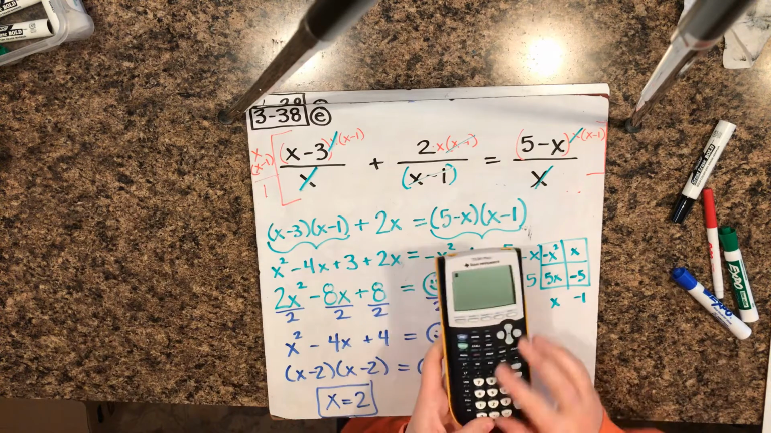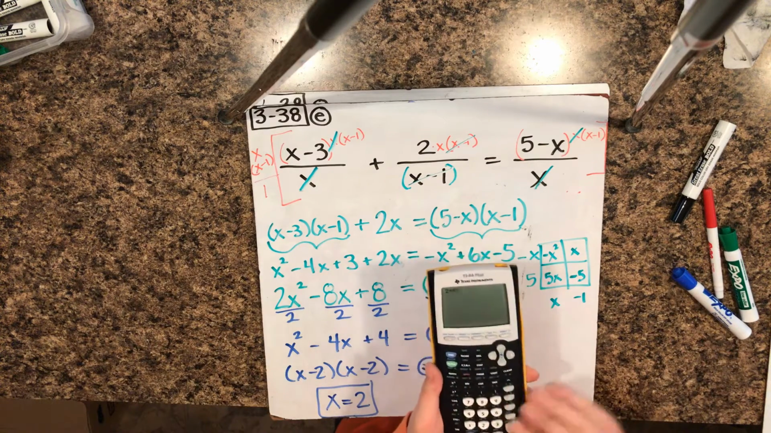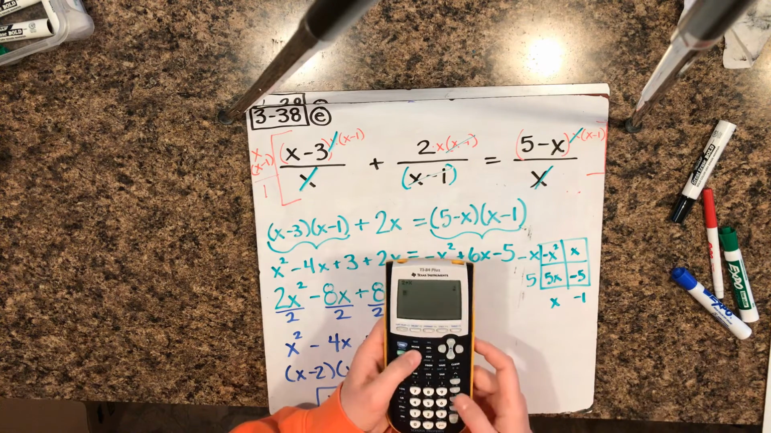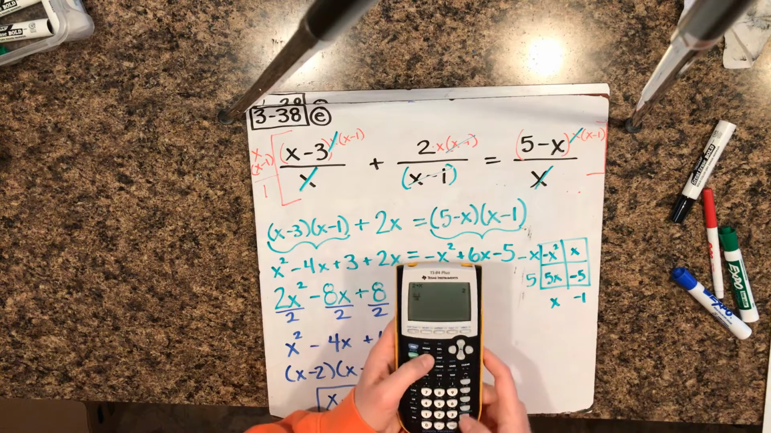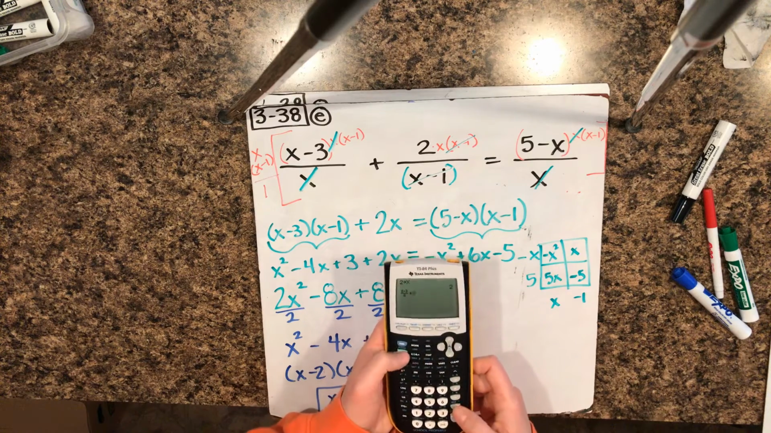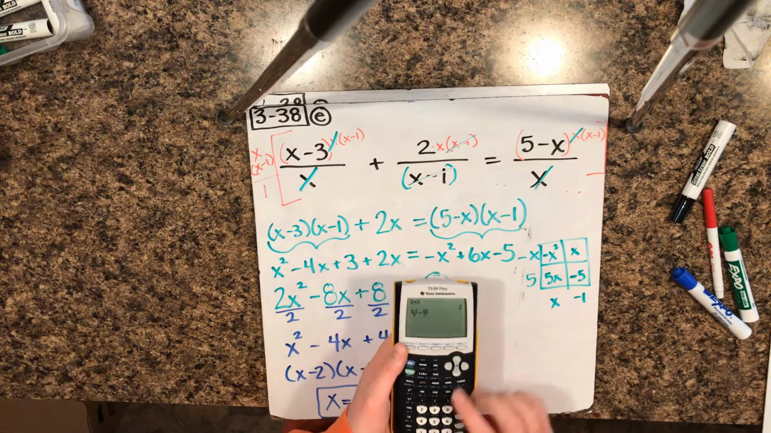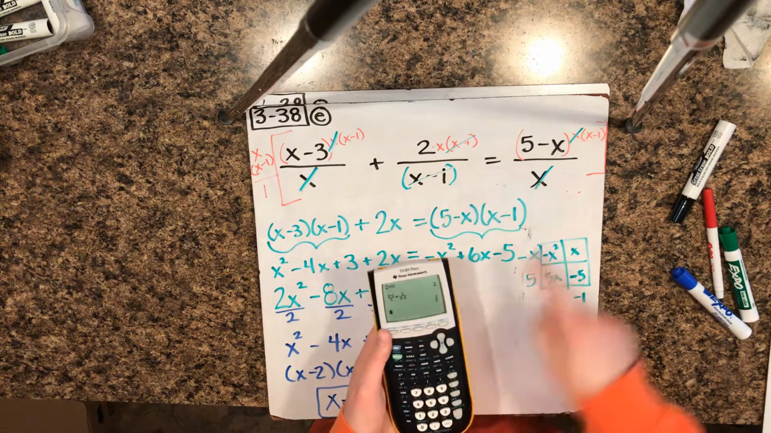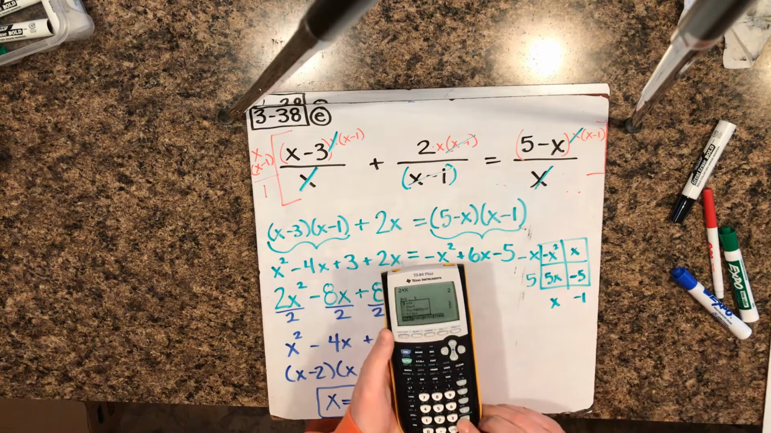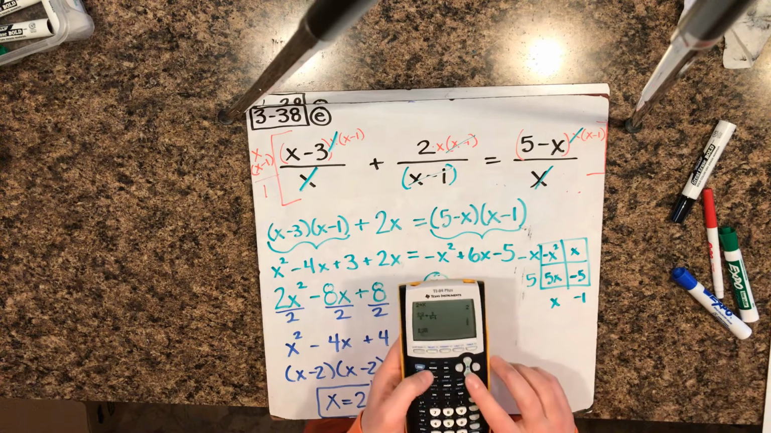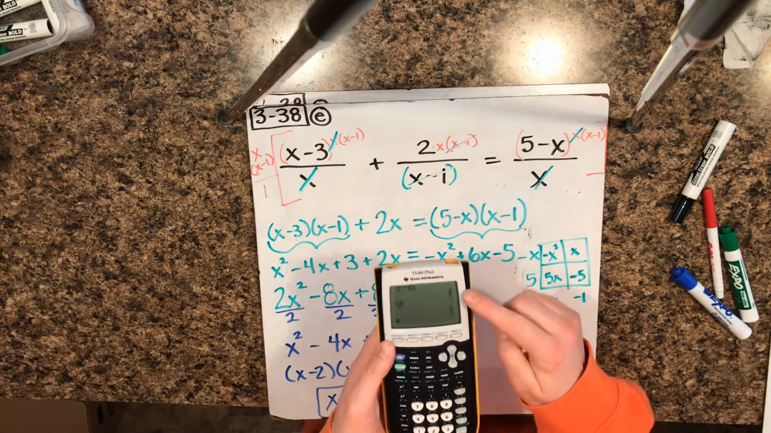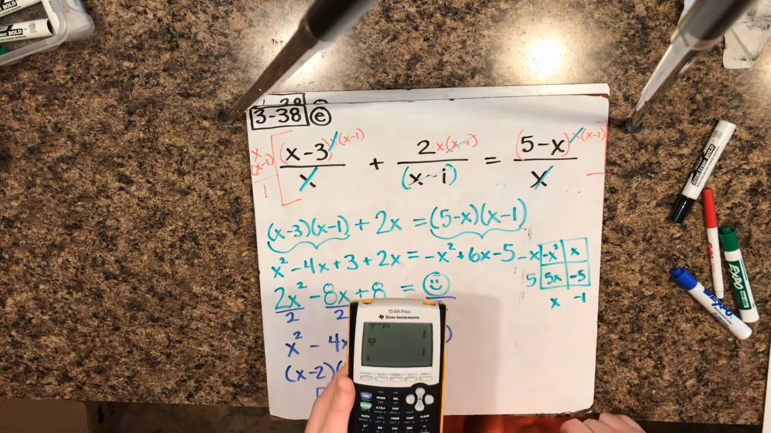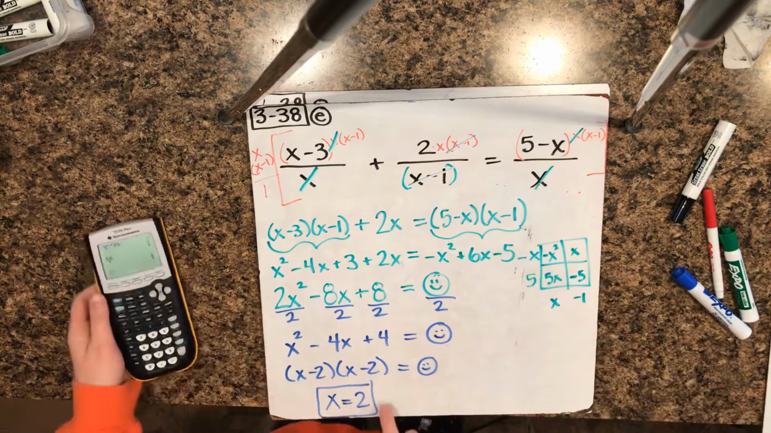Okay, so again, I'm going to use my calculator trick. 2 store is x. Okay, then I'm going to do alpha, y equals, enter, x minus 3 over x plus alpha, y equals, enter, 2 over x minus 1. Now that's just the left side. I'm going to hit equals, and then I'm going to do the right side. Alpha, y equals, enter, 5 minus x over x. And I'm getting 3 halves and 3 halves. Those two sides of the equals, or the equation sign, are the same, which tells me I have the correct answer.